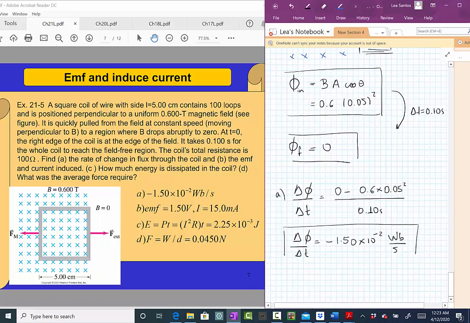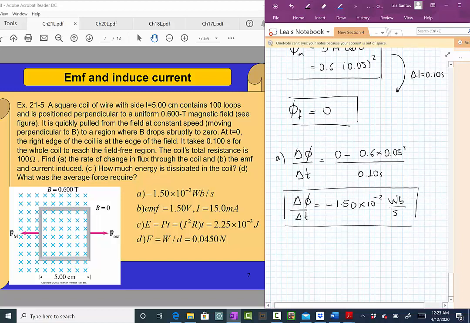Let's continue reading. Part B, they want to know what is the EMF and the current induced. Remember, what is the definition for EMF? The definition for EMF is minus N, the number of loops, multiplied by this rate of change in flux, delta phi divided by delta t. This delta phi divided by delta t we just got.